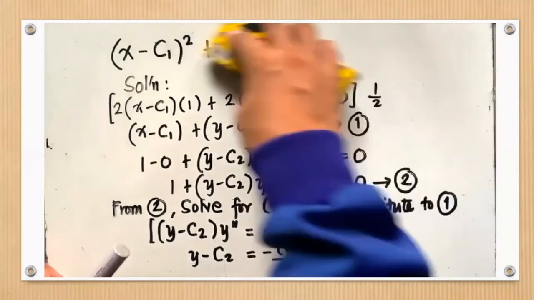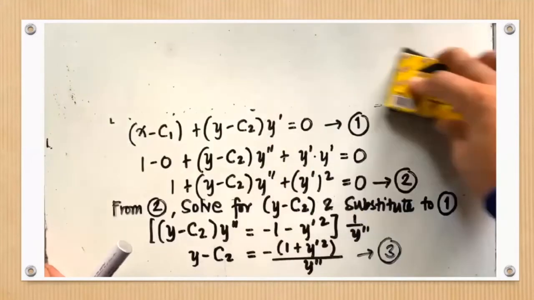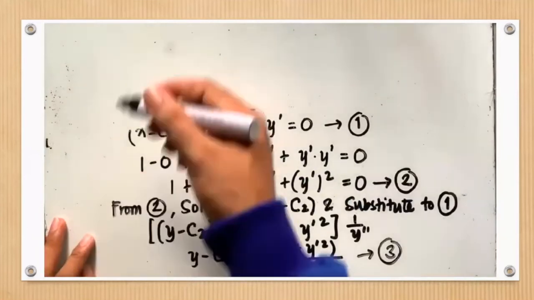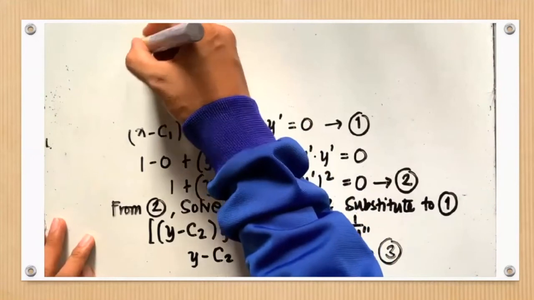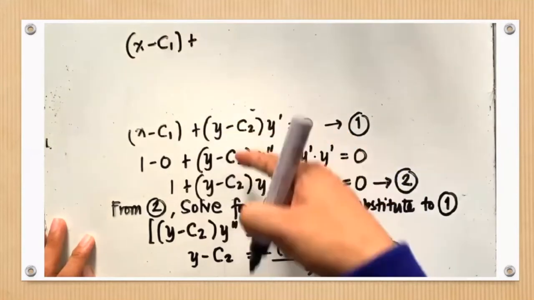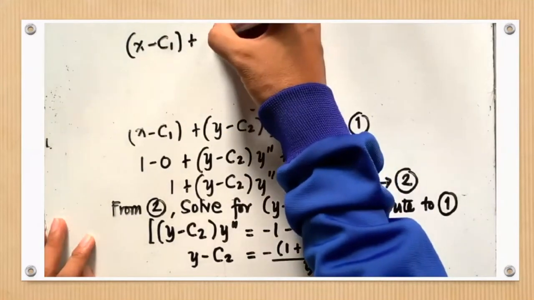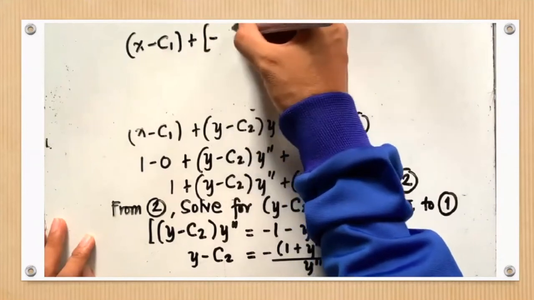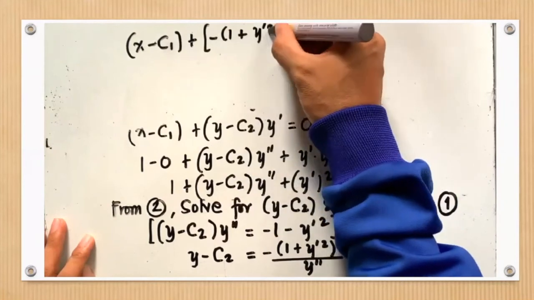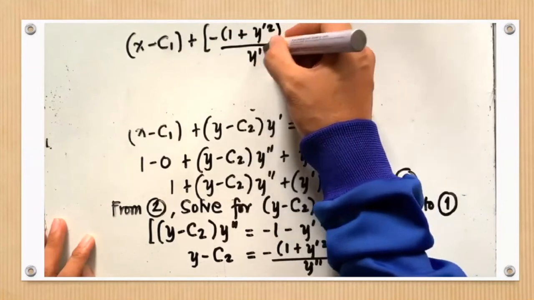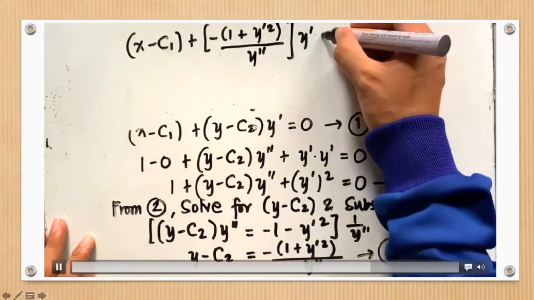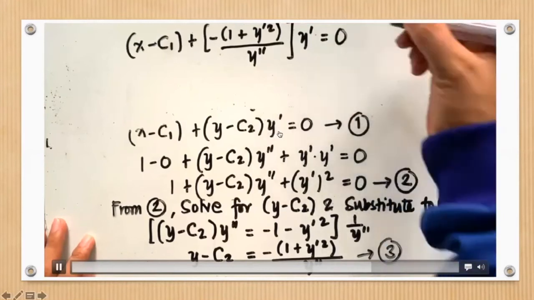So the idea is, I'm going to plug in the value of x minus c sub 1 and y minus c sub 2 doon sa original or given equation. So x minus c sub 1, just copy that. And then you plug in the value of y minus c sub 2, which is negative, so maglagay ka ng bracket, minus times 1 plus y prime squared, all over y double prime. And then, nakamultiply siya sa y prime. Ito yun, equal to 0.